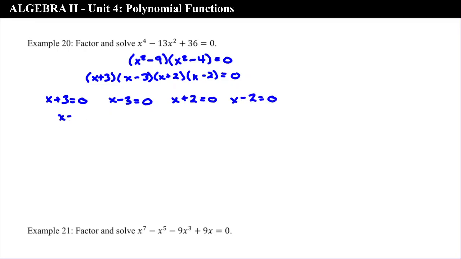So x equals negative 3. X equals positive 3. X equals negative 2. And x equals positive 2. Highest power is 4. We got 4 solutions, and we got 4 real solutions.